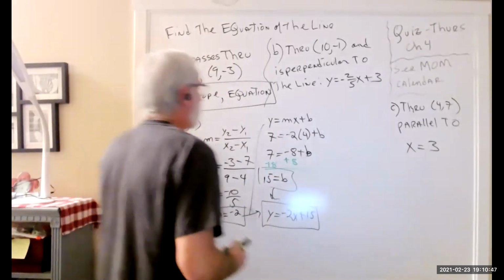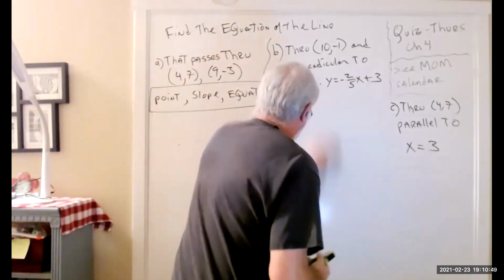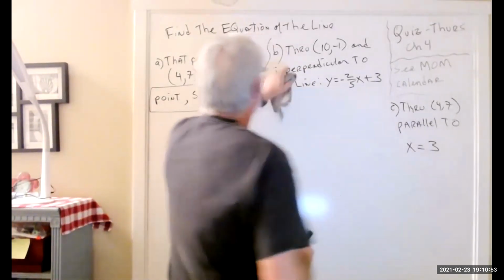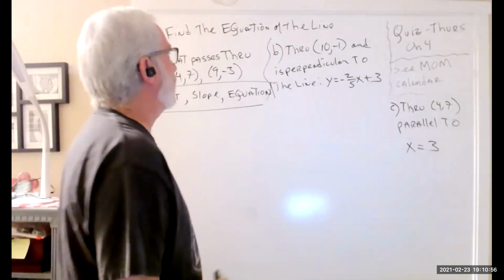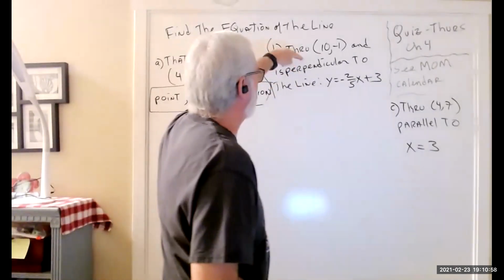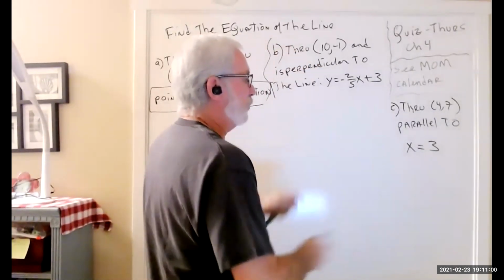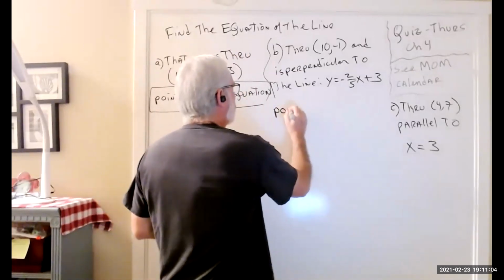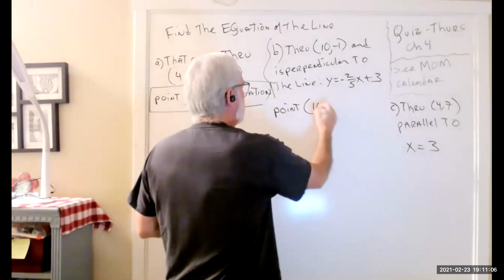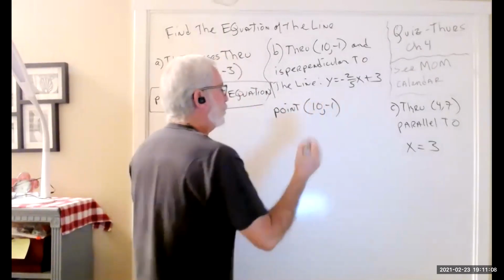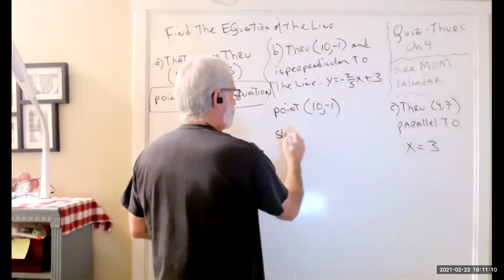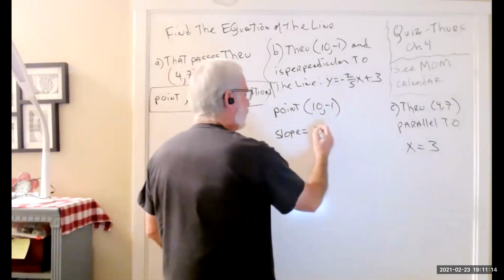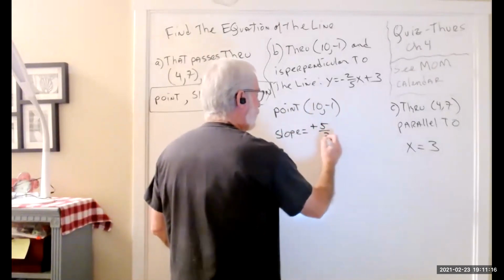Okay, here we go. All right, letter B. Find the equation of the line that goes through this point and is perpendicular. Now, this is just like what we were doing before class. Do we have a point? Yeah, we got the point (10, -1). Do we have the slope? Yeah, actually, we do. It is +5/2.